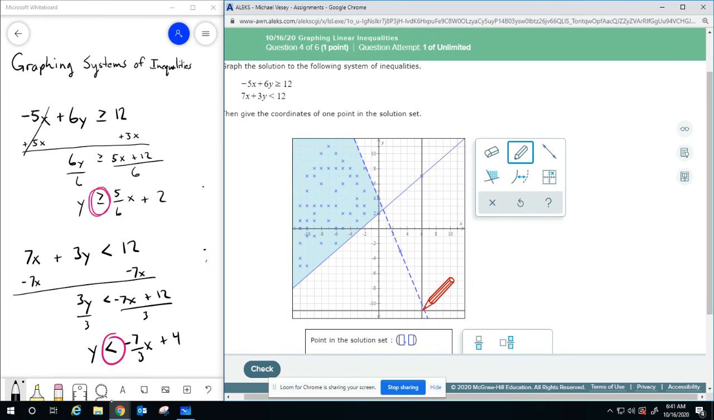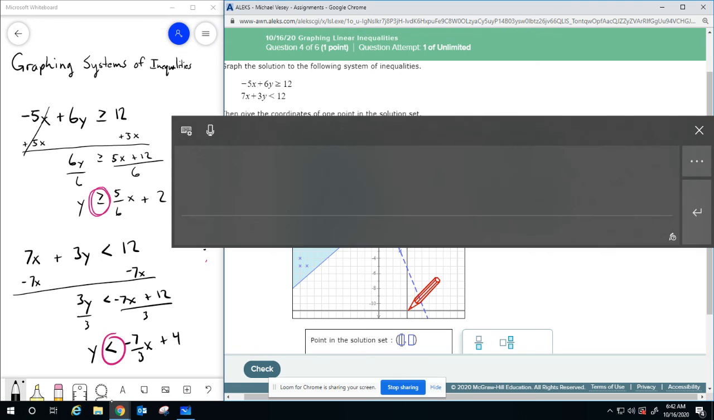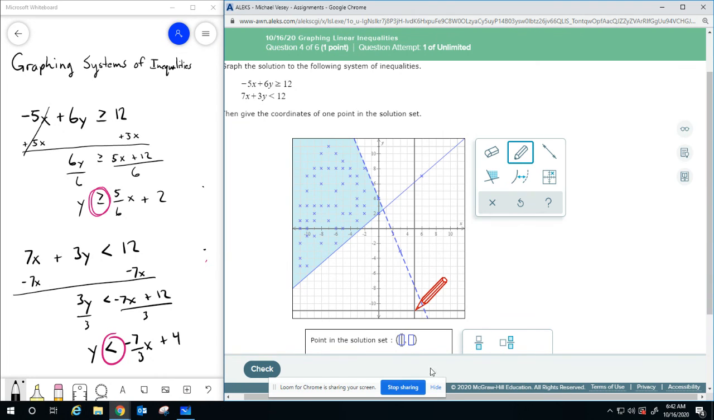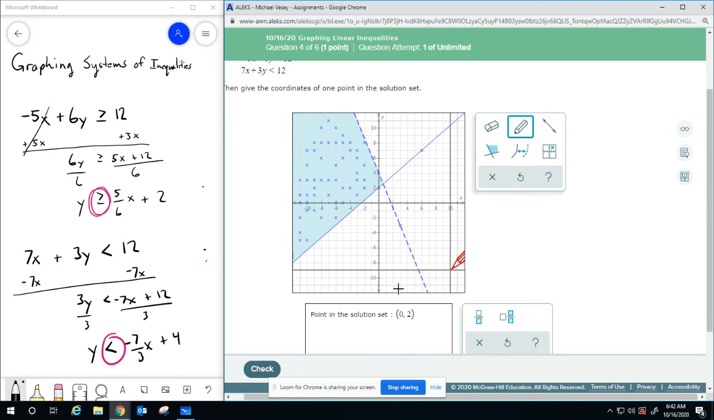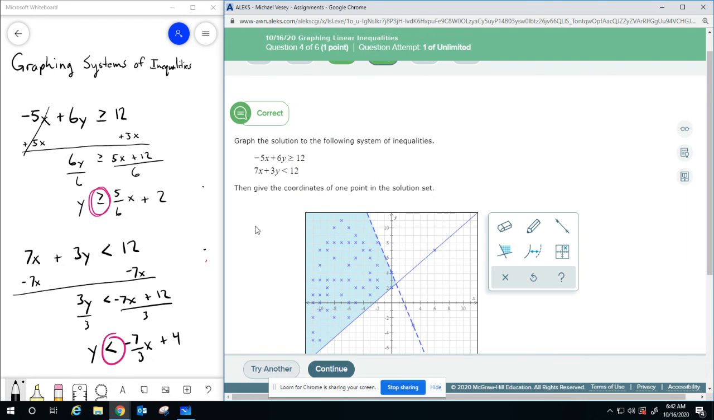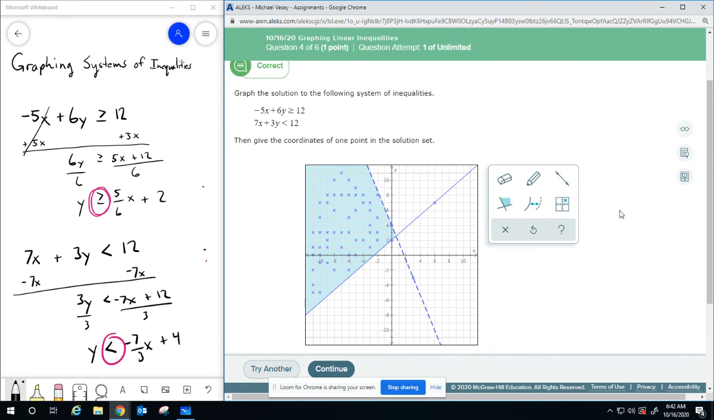All right, and so then it says, what is a point in the solution set? So it says, give the coordinates of one point in the solution set. Well, you could pick any of these points, but you could also pick a point along the solid line. Now, we couldn't pick the intersection because the intersection includes a solid line and a dashed line, but I'm going to go ahead and pick a point on the solid line just to show you that you can. Let's do this y-intercept, 0, 2. And let's press check. And there it is. It's correct. All right, hopefully this was helpful for you.